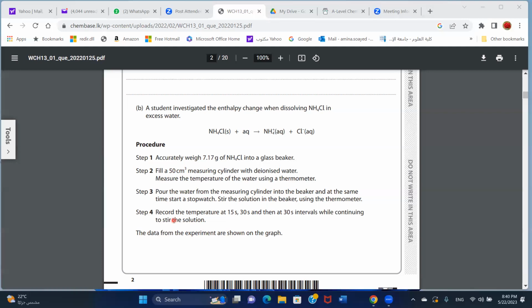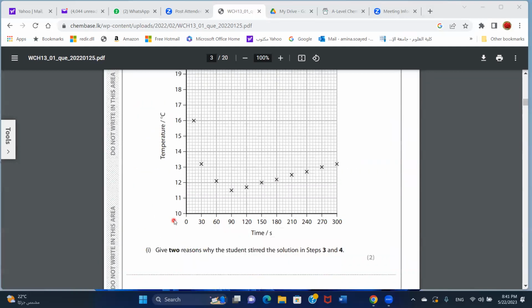And in the 4th step, is it to evenly distribute the heat or temperature? Yes, excellent. To evenly distribute the temperature. We stir so that we can get a uniform temperature. Yes, excellent, Mavi.